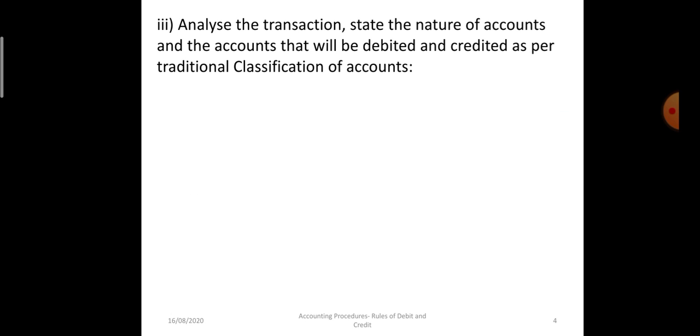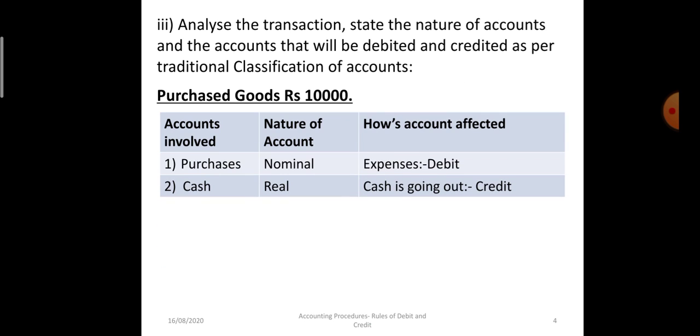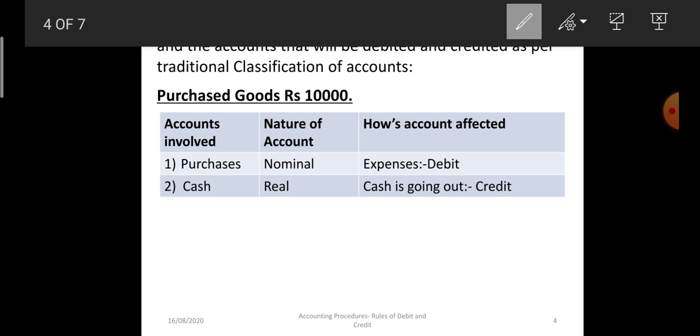Analyze the transaction. State the nature of the account. So the transaction is purchased goods for rupees 10,000. The accounts which are involved are purchases and cash. Now this is a new transaction. Okay, when goods are purchased we use the term purchases.